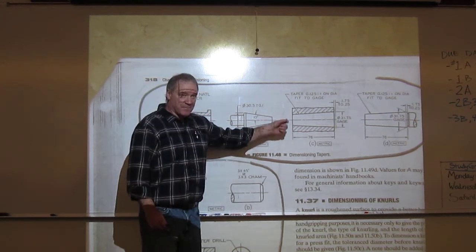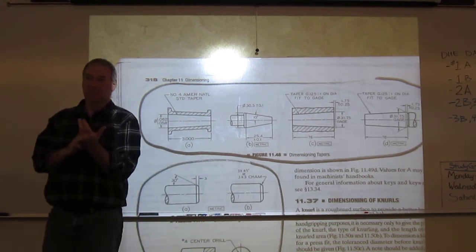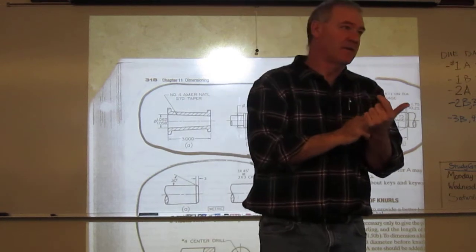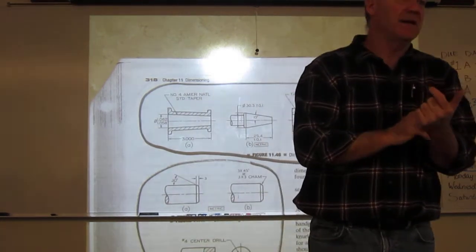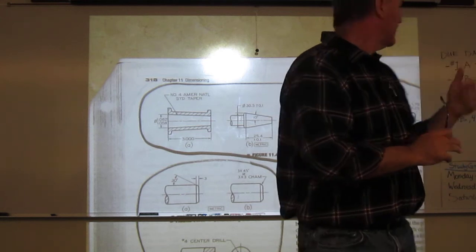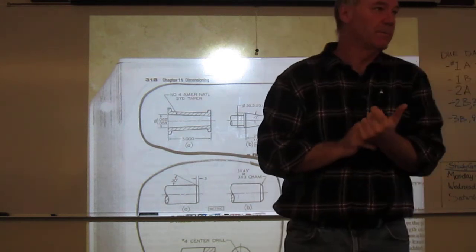So in essence, with tapers, give a diameter, give the length of taper, and the deviation from the center line. It can be an angle measurement, or it can be an XY deviation, like the third one on there, 0.125 to 1.